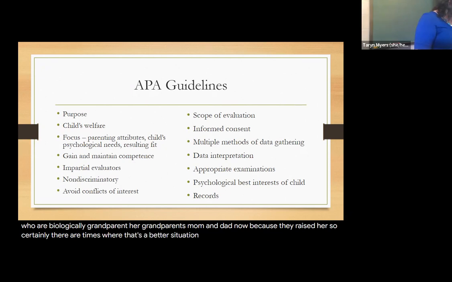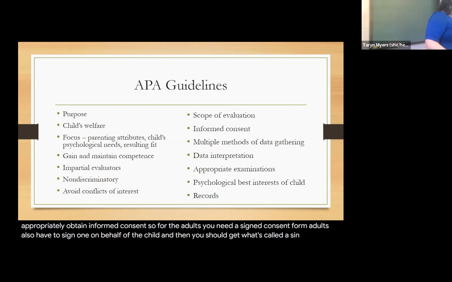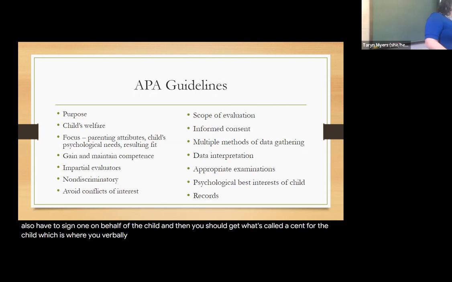Let me see what else. You also strive to appropriately obtain informed consent. So for the adults, you need a signed consent form. Adults also have to sign one on behalf of the child. And then you should get what's called assent for the child, which is where you verbally explain in language they can understand what's going to happen.